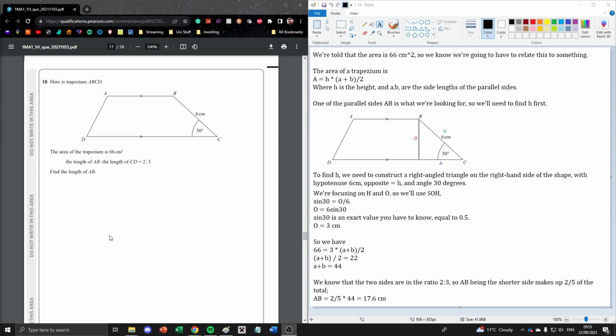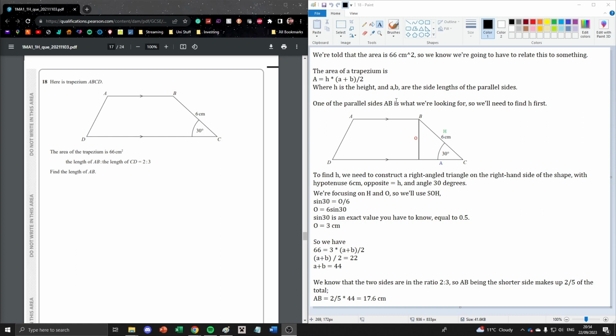Question 18 looks both into trigonometry and also the area of quadrilaterals. So we're given a trapezium ABCD, and we're told that the side length BC is 6 centimeters and that the angle BCD is 30 degrees. We're also told the area of the trapezium is 66 centimeters squared, and that the length of AB to the length of CD as a ratio is 2 to 3. So we have to find the length of AB.